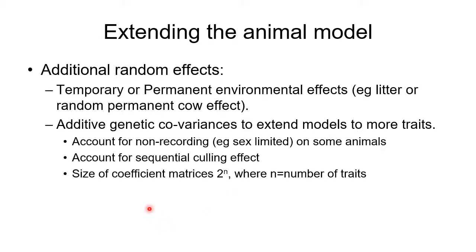We can also extend the animal model by including some additional random effects. We have mentioned some of them already. We can fit temporary or permanent environmental effects like litter or random permanent cow effect. We have mentioned the possibility a bigger litter means that each of the piglets will get less milk from the dam, not because the dam is genetically inferior for milk production, but simply because there are more piglets to feed. And that is a so-called temporary effect on each of those piglets because of the fact that they come from a bigger litter, for example.